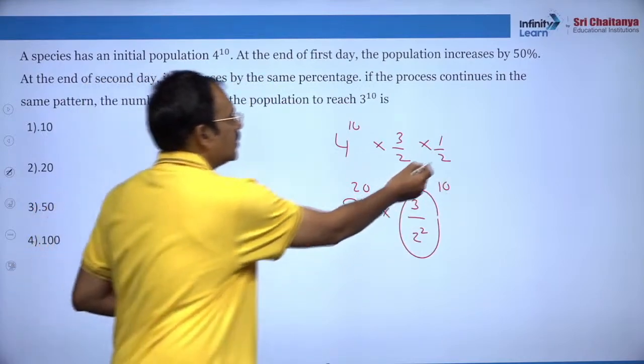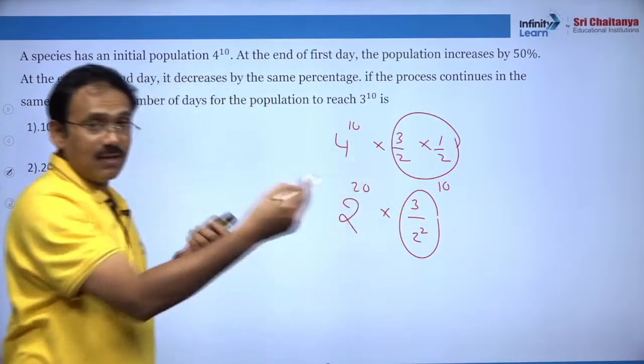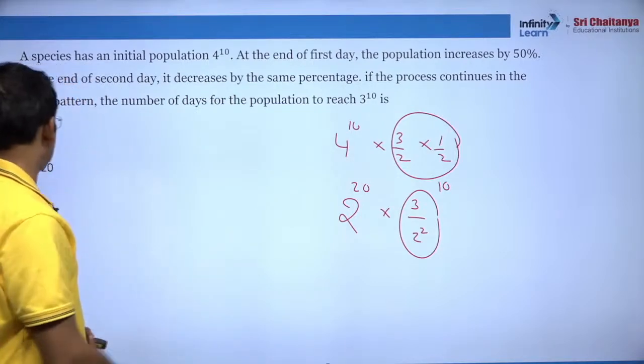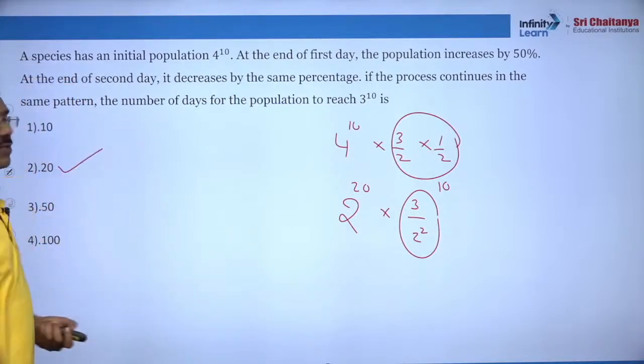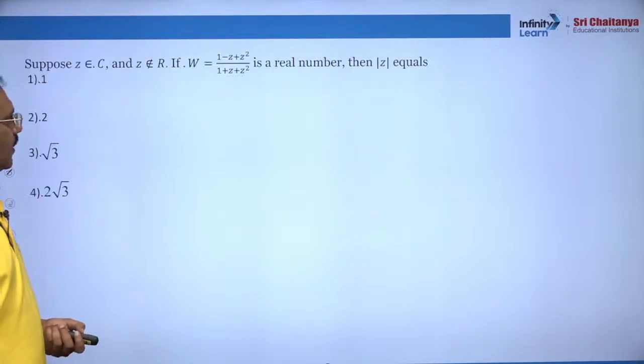That means this is for 2 days, right? 10 such repetitions means it takes 20 days. The number of days required is 20, that's it. Next, my dear friends, this is another one.